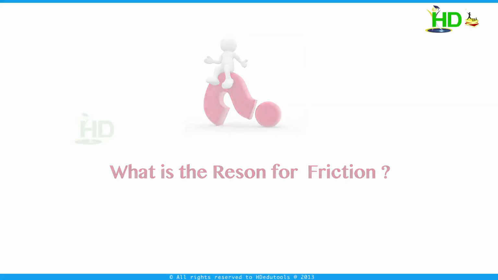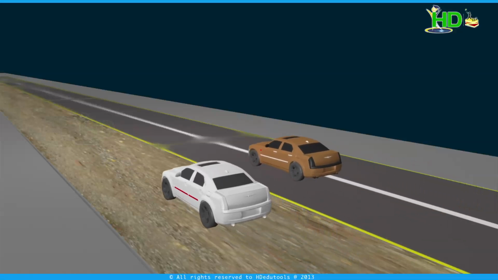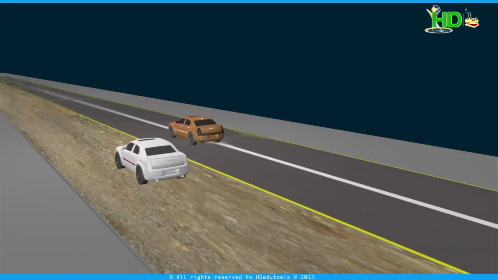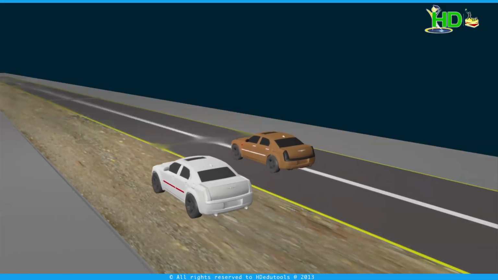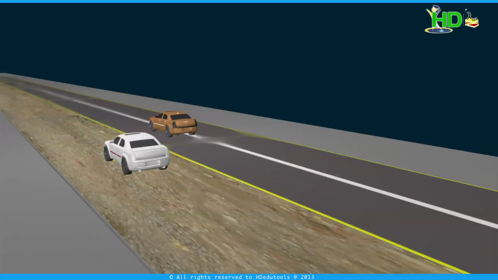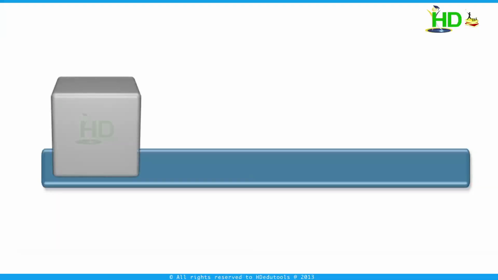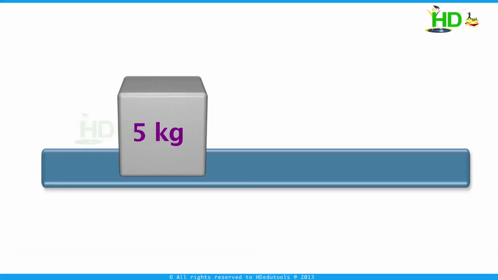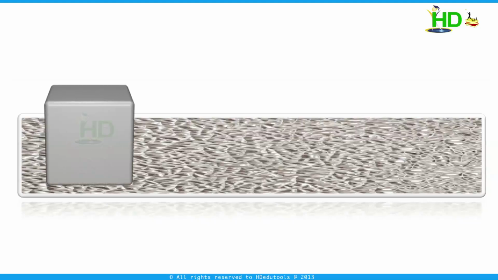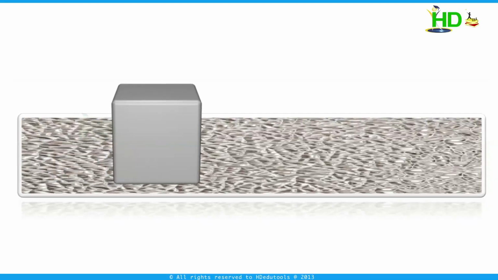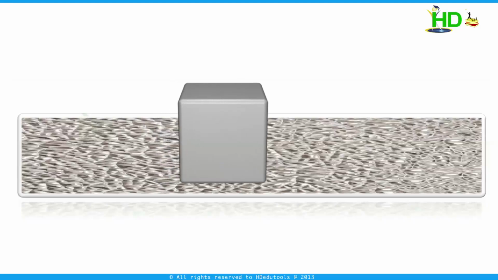Suppose we consider an example. A car is moving on a smooth road, another car is moving on an irregular road. In which case is it difficult? When the car is moving on an irregular road, it is difficult to move the car. Here we can understand the frictional force is more in case of the irregular road. Similarly, consider a smooth surface. When you place an object on this smooth surface, easily it can slide. If this is a rough surface, it cannot easily slide. Hence, the roughness is the main cause for the frictional force.